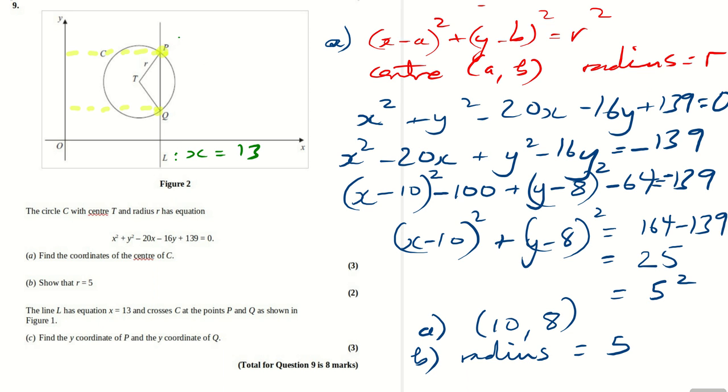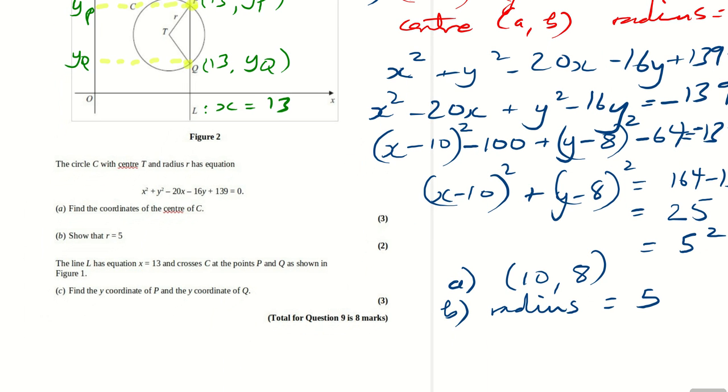So both of these coordinates here, P and Q, both have x values of 13. And what we're going to have to do is to try and work out what the y values are. So if I call the top one yp and the bottom one yq, that's yp and that's yq. All we're going to have to do is to substitute x equals 13 into our equation and then solve it to find the two possible values for y.